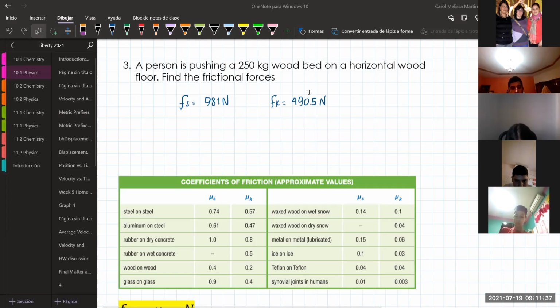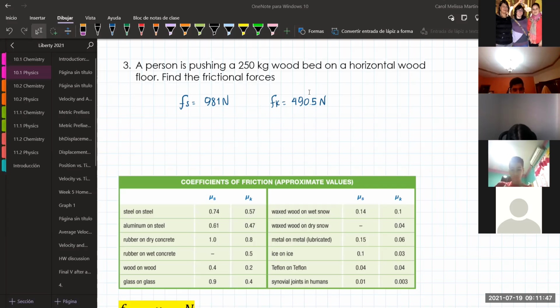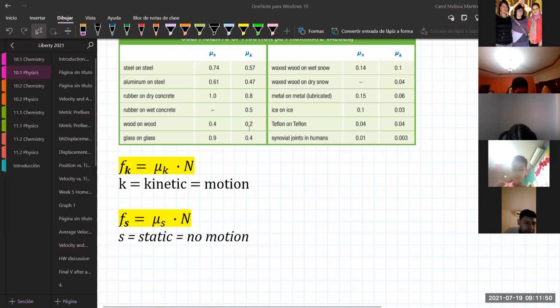So as you can see, the application of the formula is very simple. All you have to analyze are the materials that the objects are made of. Okay? And sometimes I will ask you to get the friction, but some other times I can ask you to get the coefficients, or I could ask you to find a normal. That depends. So you will have to isolate the formulas.